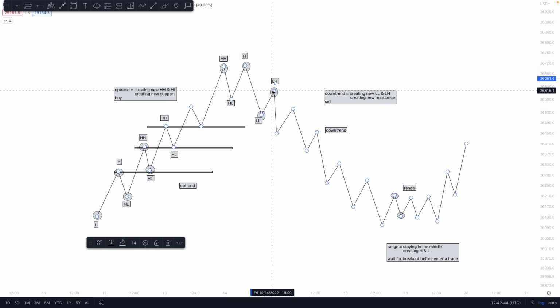So now that the market is heading to a downside, we're creating two things. We're creating a lower low and a lower high, and we're also creating new resistance. So basically, this is where you guys want to be looking for sell opportunities.